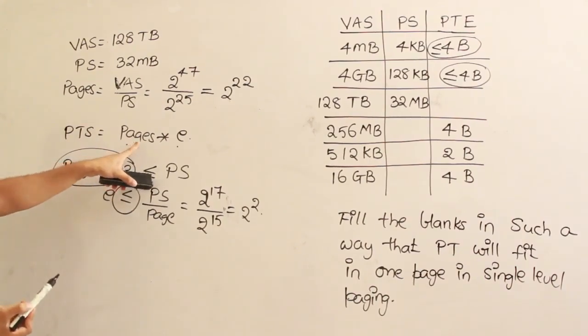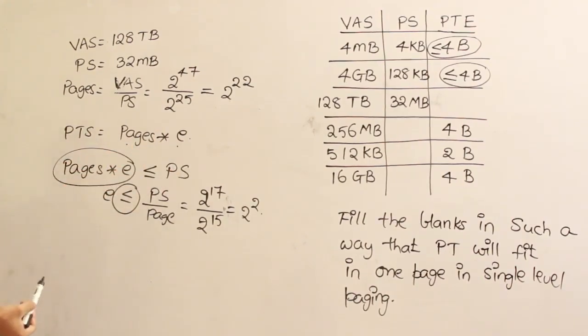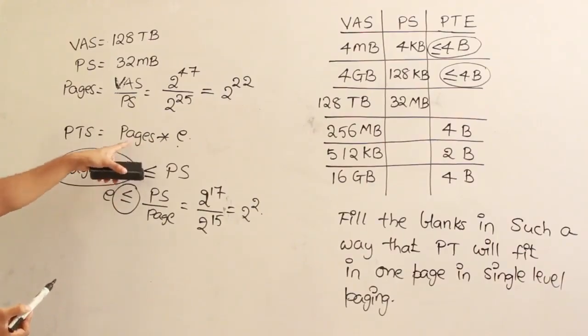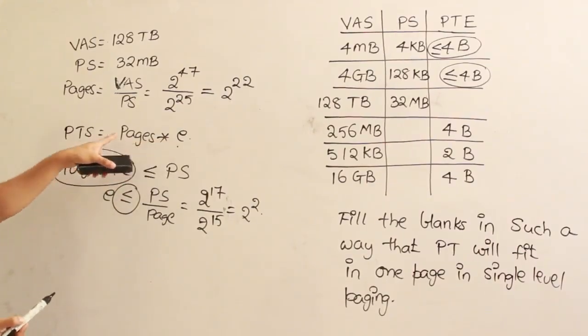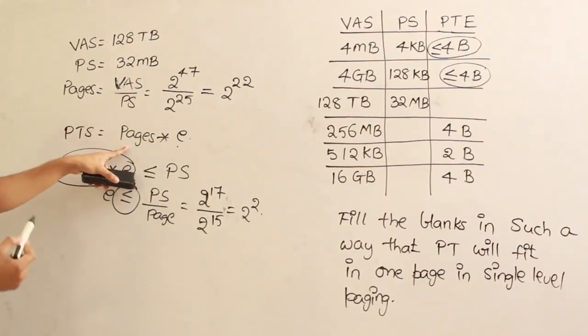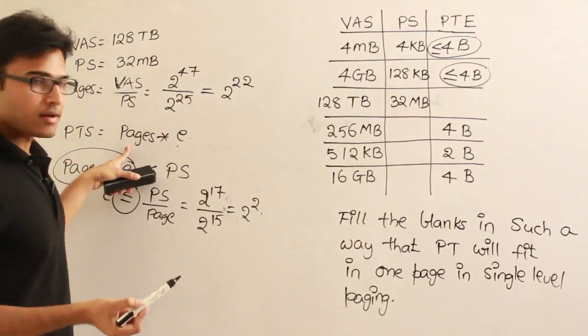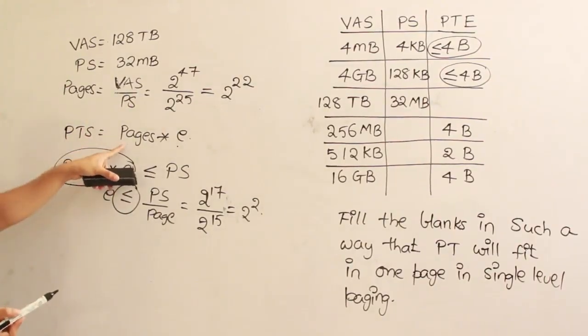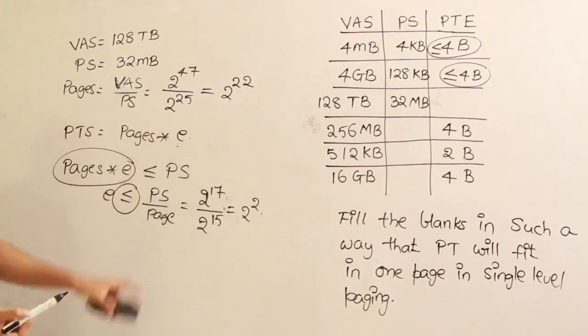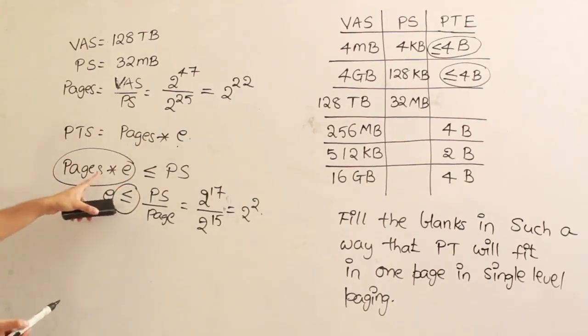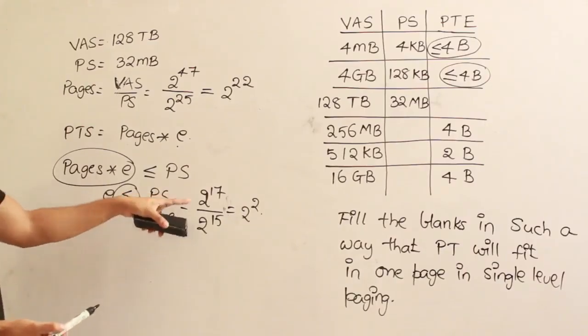And now page table size is equal to the number of entries in the page table into E, right? Are you understanding this? Why did I write pages into E? Because according to the number of pages in the process, the number of entries in the page table will depend, and therefore page table size is number of entries in the page table into the entry size. So pages into E has to be less than or equal to page size.